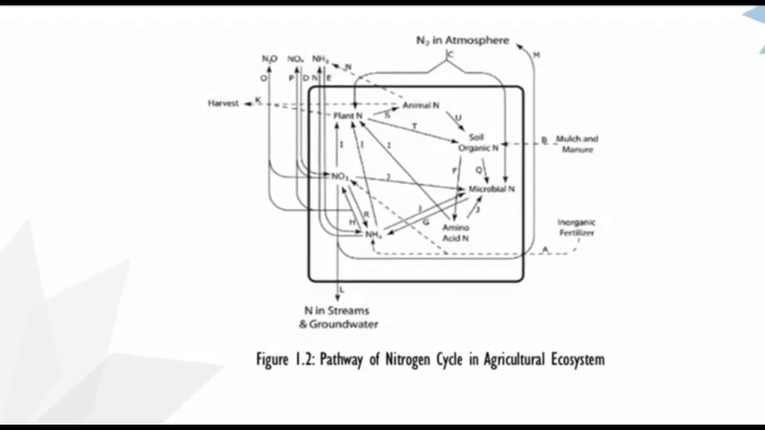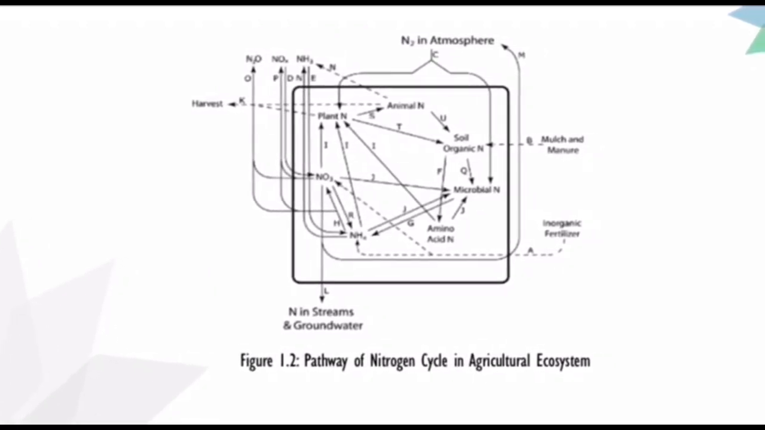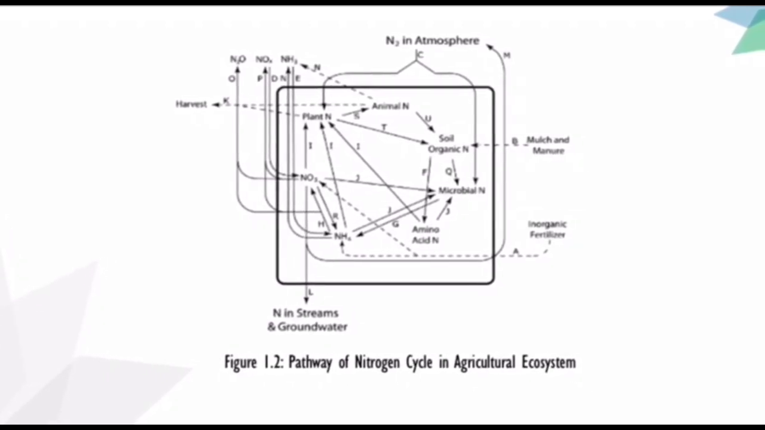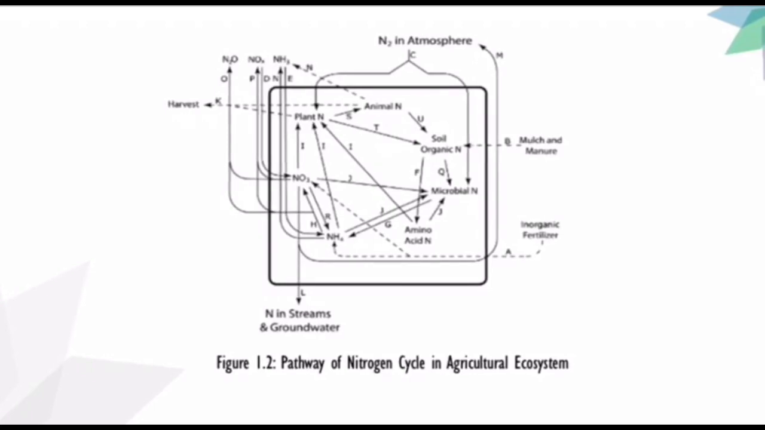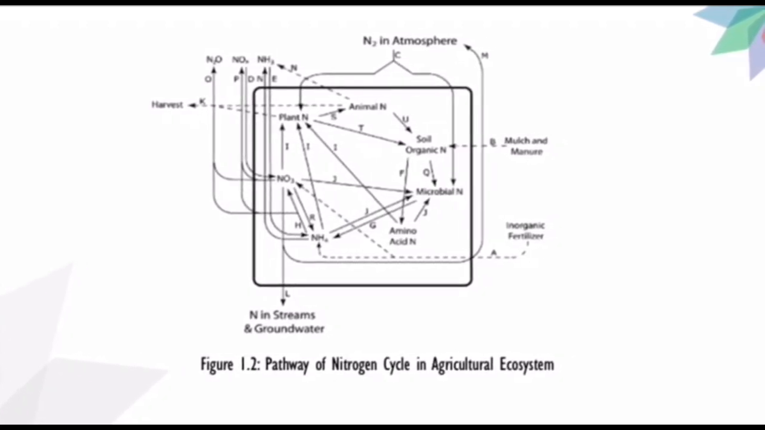This figure shows the pathway of the nitrogen cycle in agricultural systems. The transformations of nitrogen that occur in all ecosystems are shown in solid lines, whereas those shown in dashed lines are particular to agricultural systems.